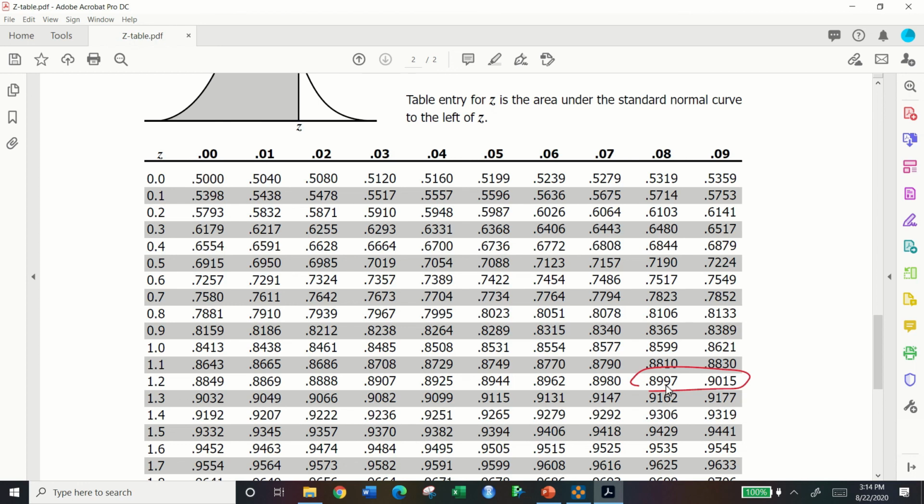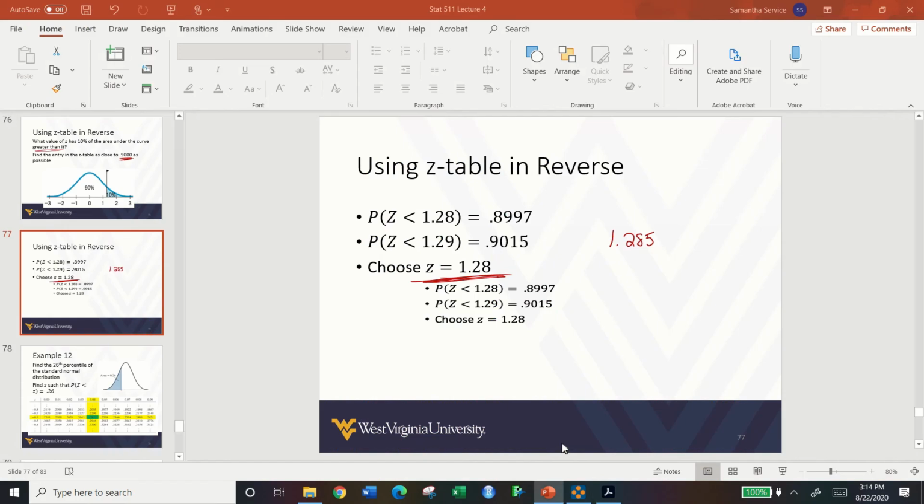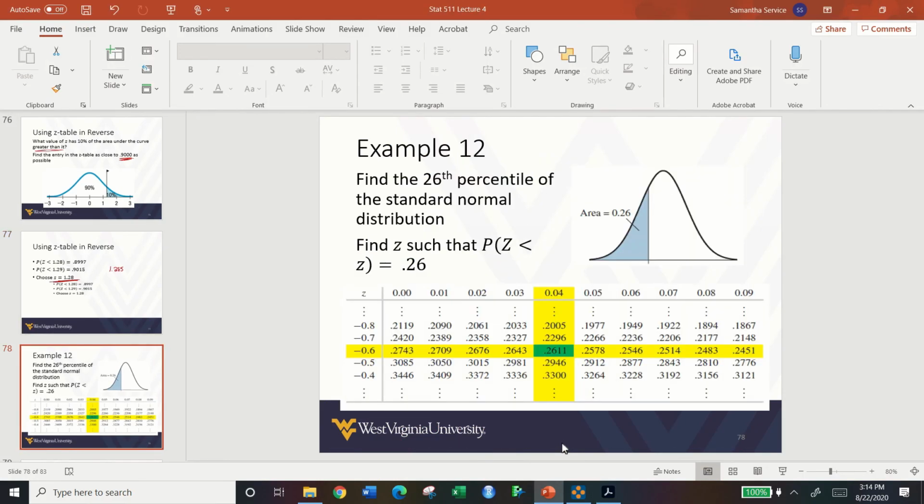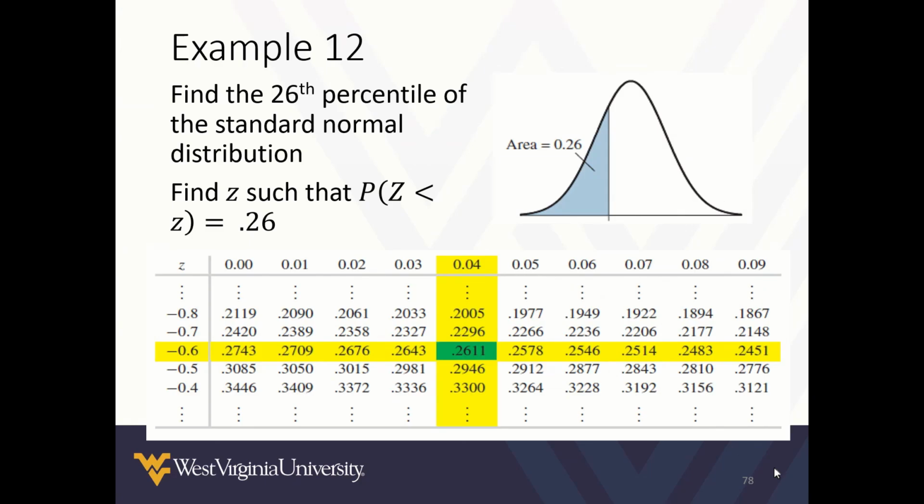It is between the 0.8997 and 0.9015, just as on my slide. So our values are between 1.28 and 1.29. But I did want to show you it on the table itself. Okay, back to our slides to take a look at another example.